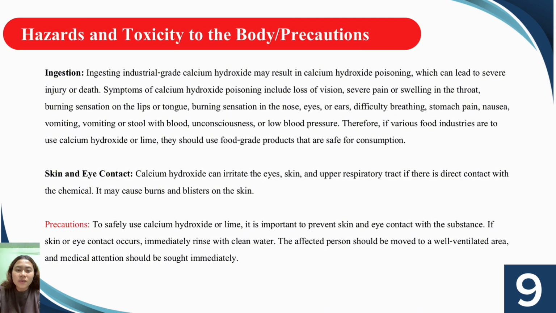Therefore, if various food industries are to use calcium hydroxide or lime, they should use food-grade products that are safe for consumption. Skin and eye contact. Calcium hydroxide can irritate the eyes, skin, and upper respiratory tract. If there is direct contact with the chemical, it may cause bumps and blisters on the skin.